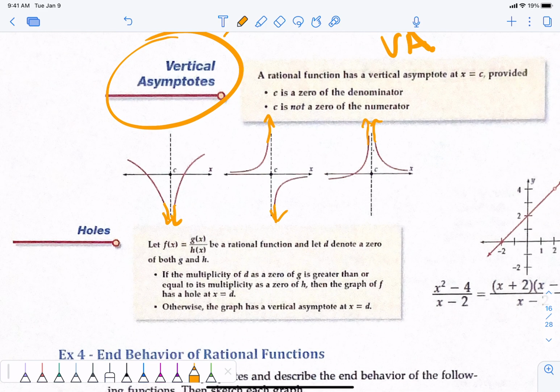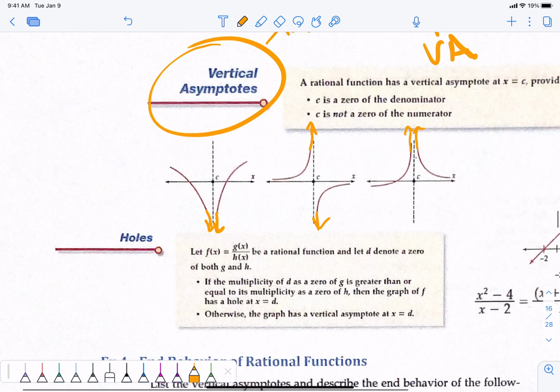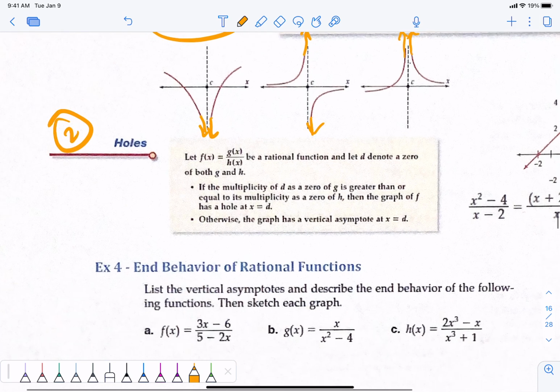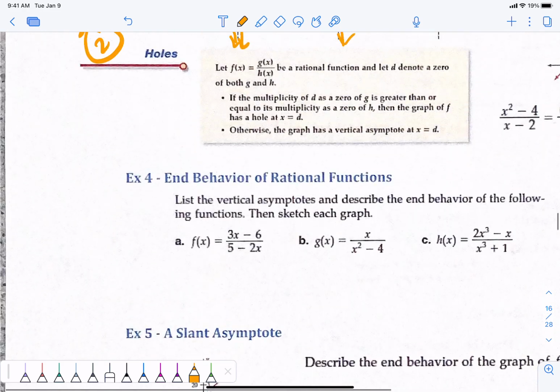All right. Next concept. So we talked about vertical asymptotes. That is concept number 1. Concept number 2 is holes. And then the third thing is called a horizontal asymptote, which where is that at?